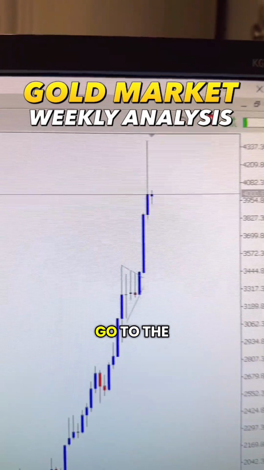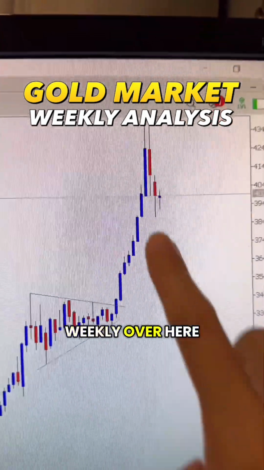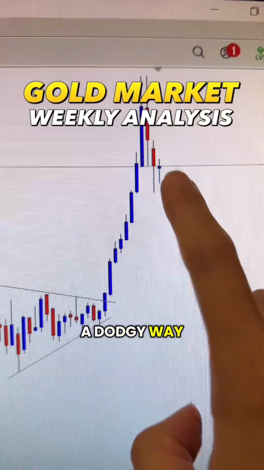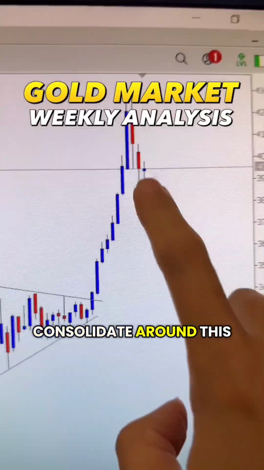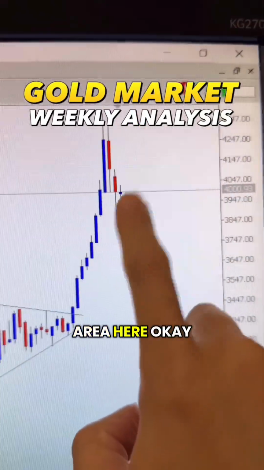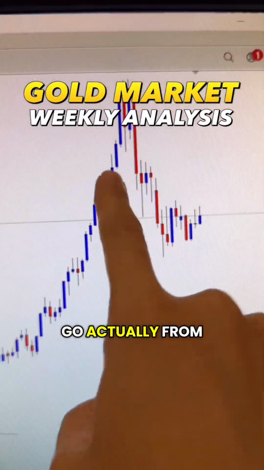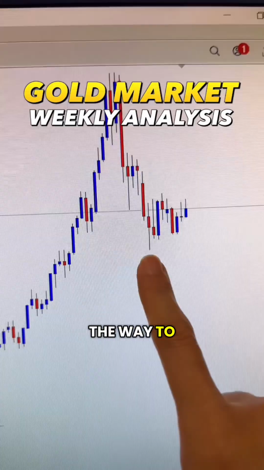So let us go to the weekly. What can we see for the weekly over here? Last week it closed in a doji way, so it still consolidates around this 4,000 area. If we go to the daily, you can see that Gold previously dropped all the way to this area here.